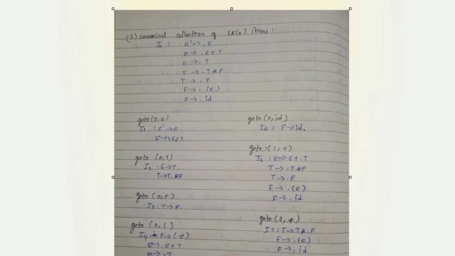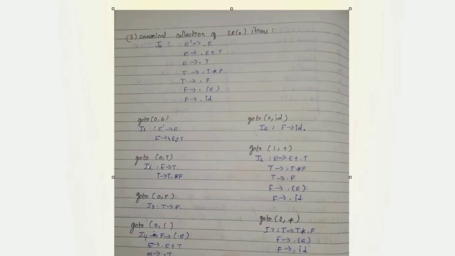Then on the right transition, go to 1 comma symbol name plus, then you will get E tends to E plus dot T. Dot T is an LR0 item, so we include the productions of T. T contains T tends to dot T star F, and T tends to dot F. Dot F is an LR0 item, then we include the productions of F. F tends to dot open bracket E close bracket, then F tends to dot ID. Write the production here. The entire production set we name I6 because there is no repetition.